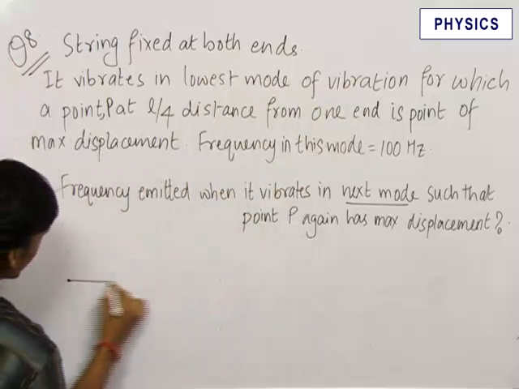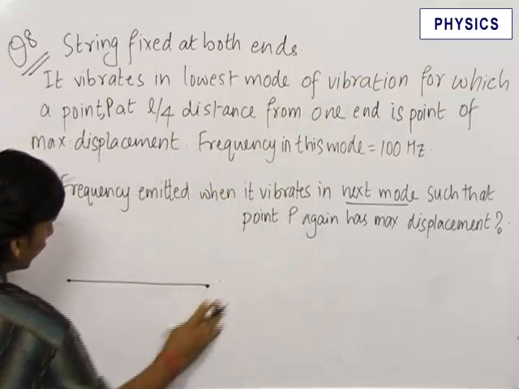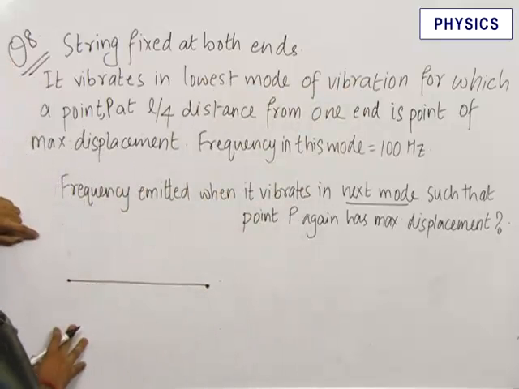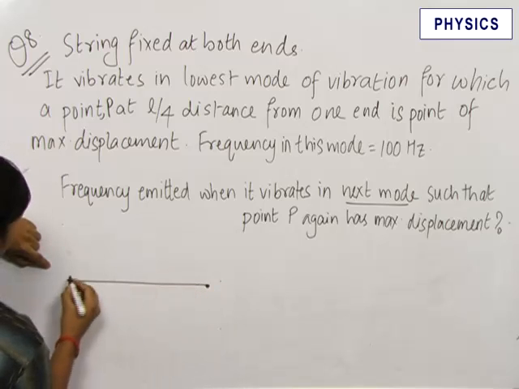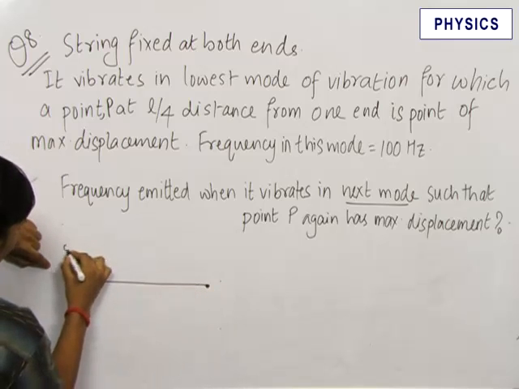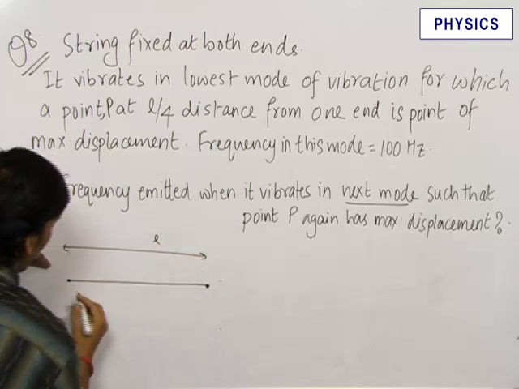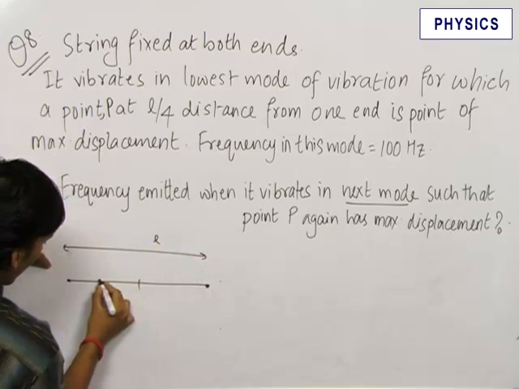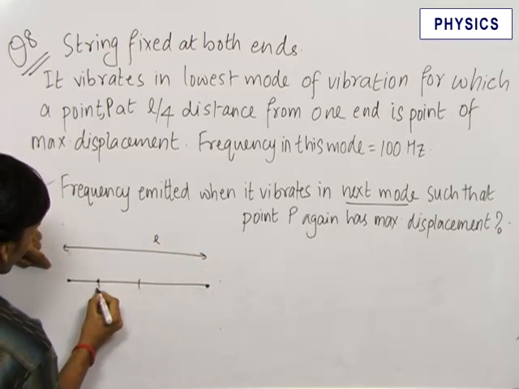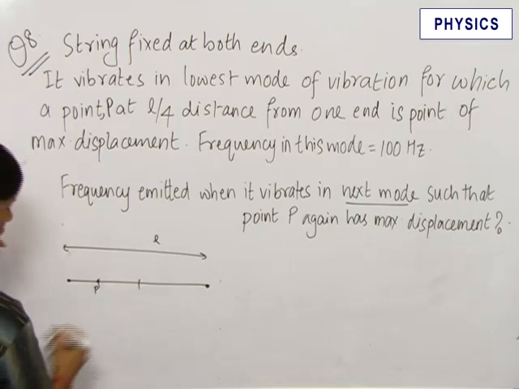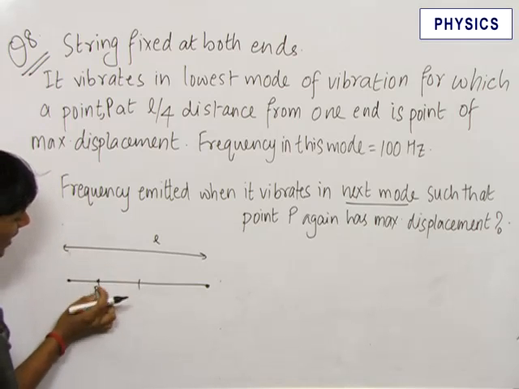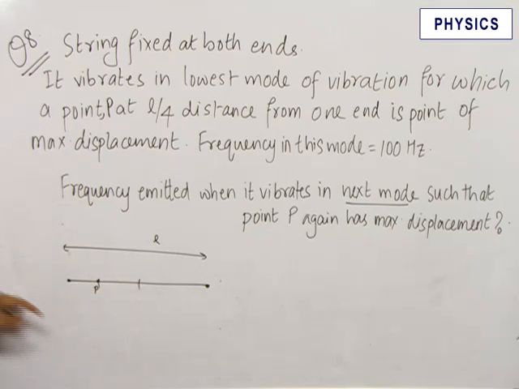Let us draw the diagram of the string. It is always very helpful to draw the diagram of the string. This is the string fixed at both ends. The total length is L. Now there is a point P at L by 4 distance which has maximum displacement, that is, it is an antinode. Now we need the lowest mode of vibration.